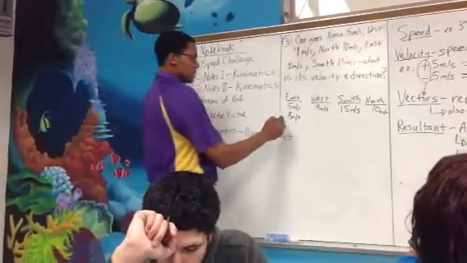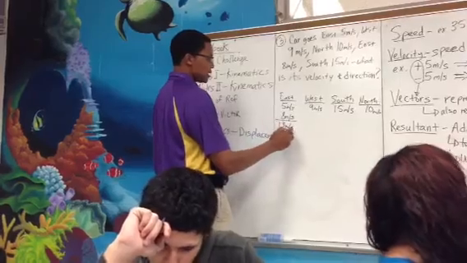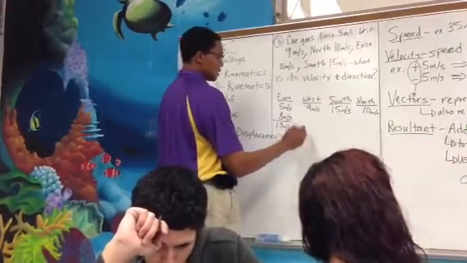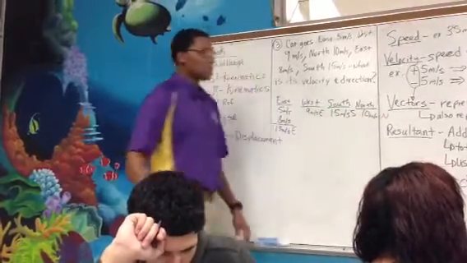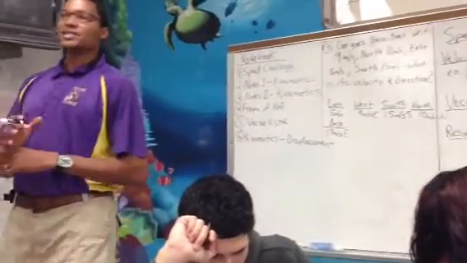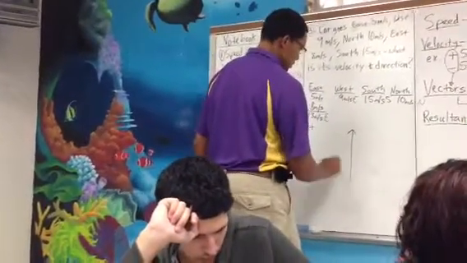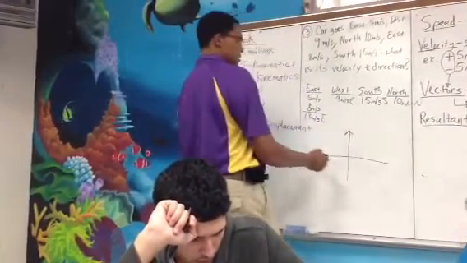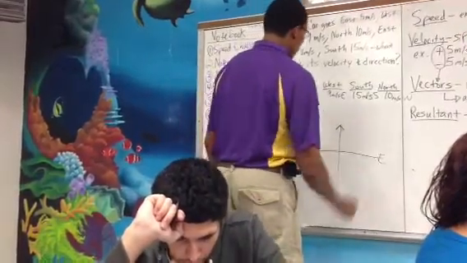Okay, so I'll add these up. That gives me what? 13 meters per second east. And this gives me 9 south and north. All right, because everything's got to be put on an X and Y axis. Watch this. Here's my compass. What direction is this? Okay, and east.